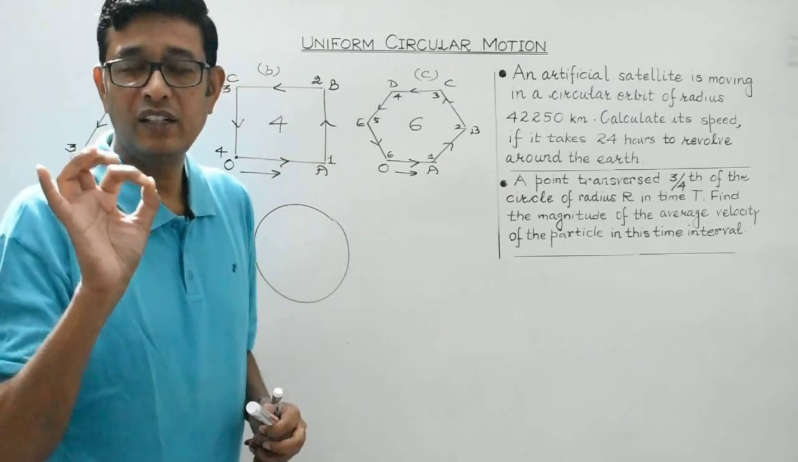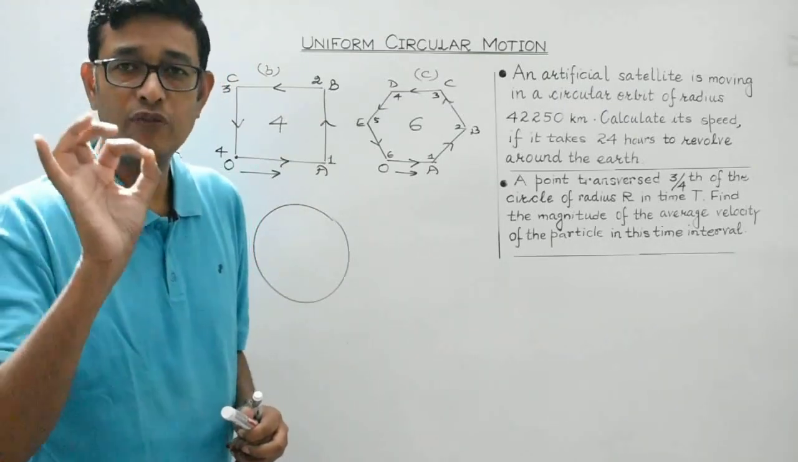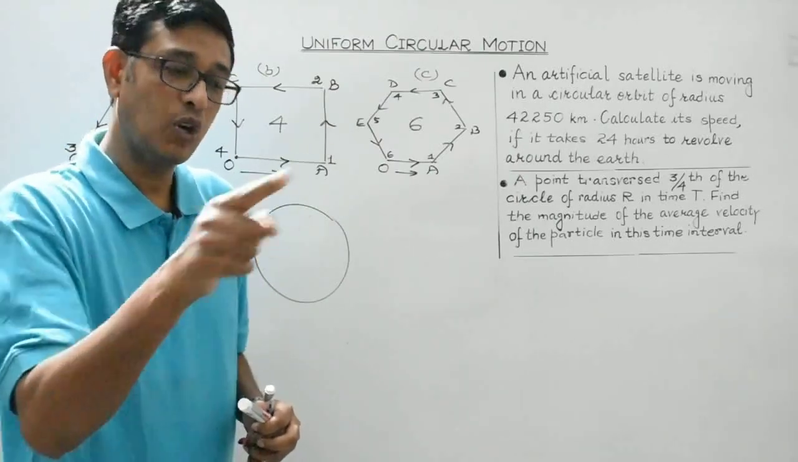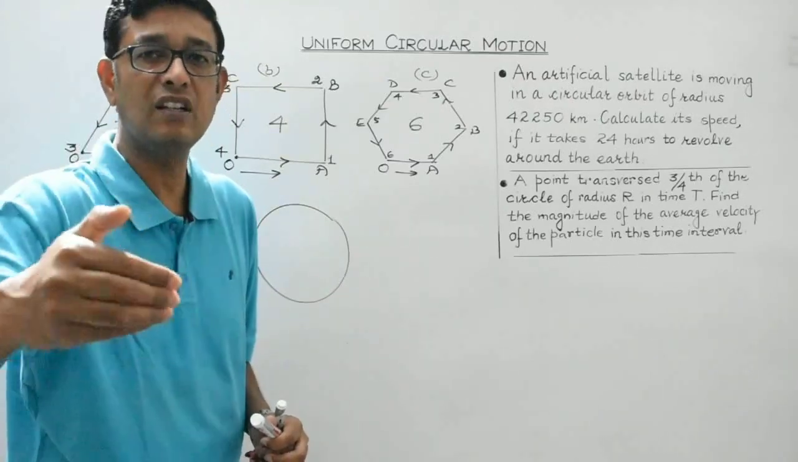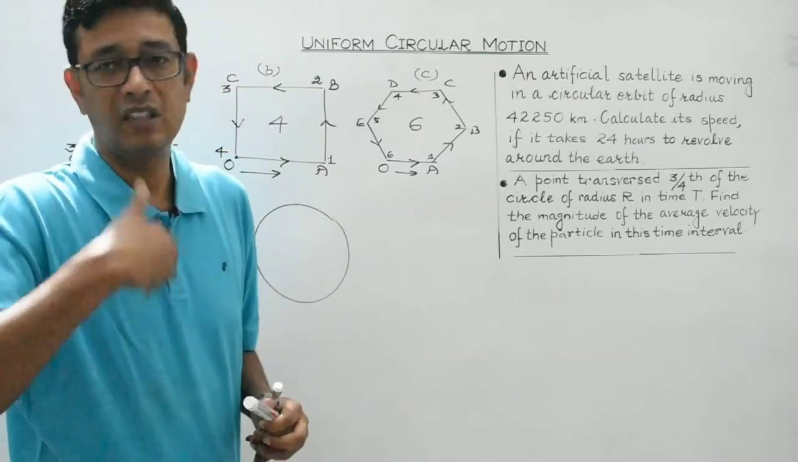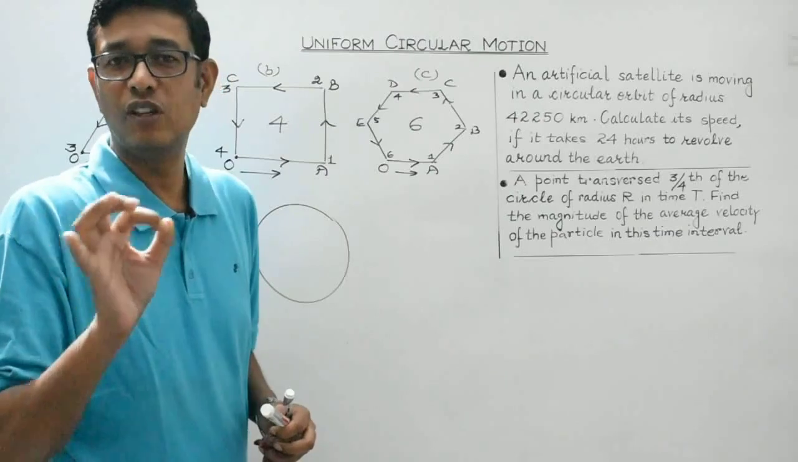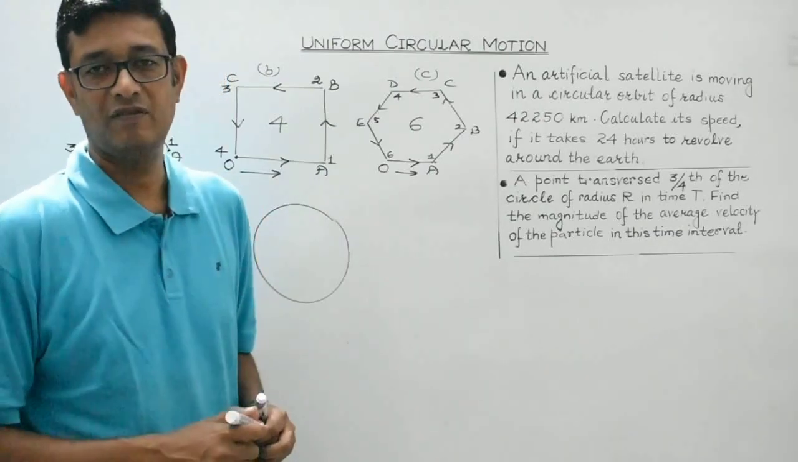So the point to be noted is that even if the magnitude of the velocity of the body does not change, yet when a body moves along a circular path, its direction of motion keeps changing continuously. And due to the change in direction, the velocity of the body changes, and accordingly, uniform circular motion is said to be an accelerated motion.